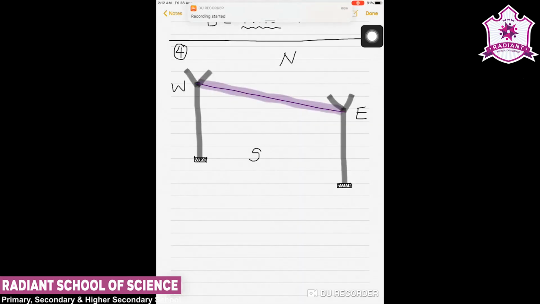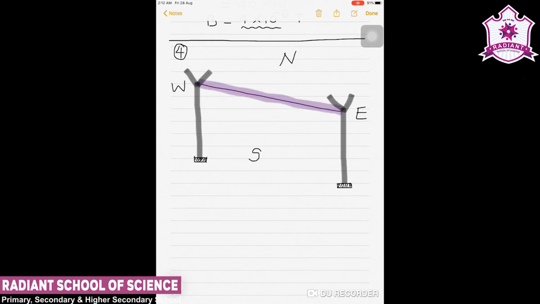Now we will see example number 4. In this example number 4, we are given that a horizontal overhead power line carries a current of 90 ampere in an east to west direction. What is the magnitude and direction of the magnetic field due to the current 1.5 meter below the line?